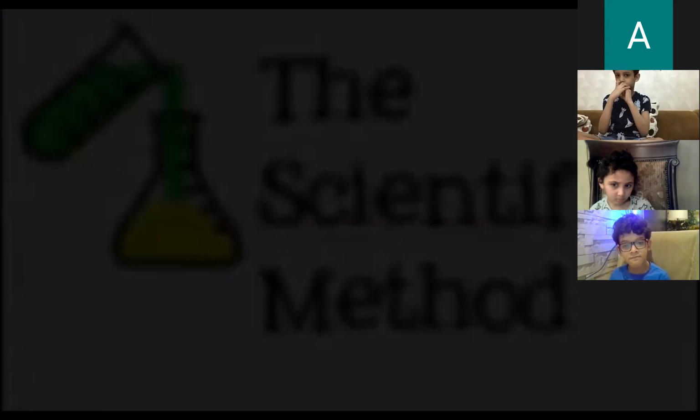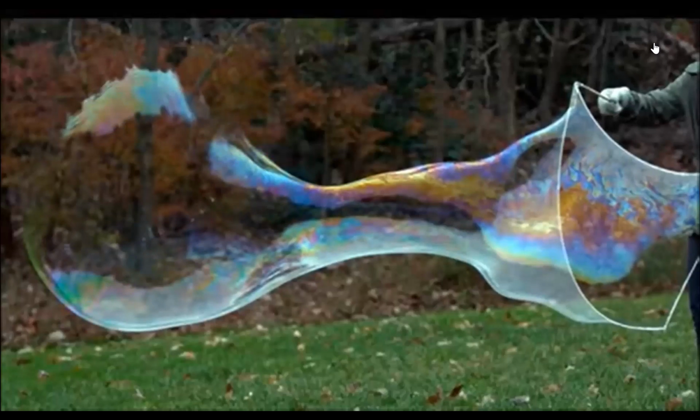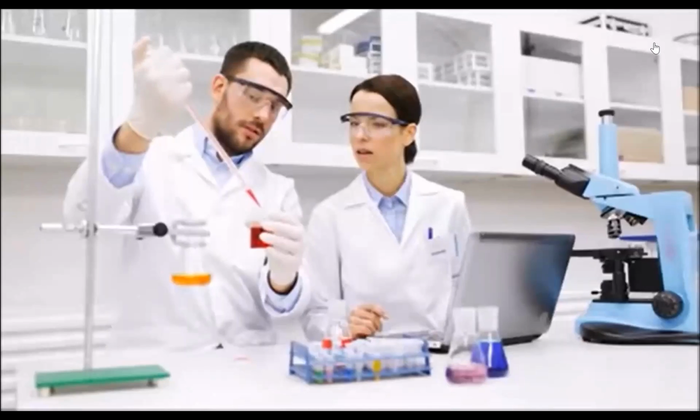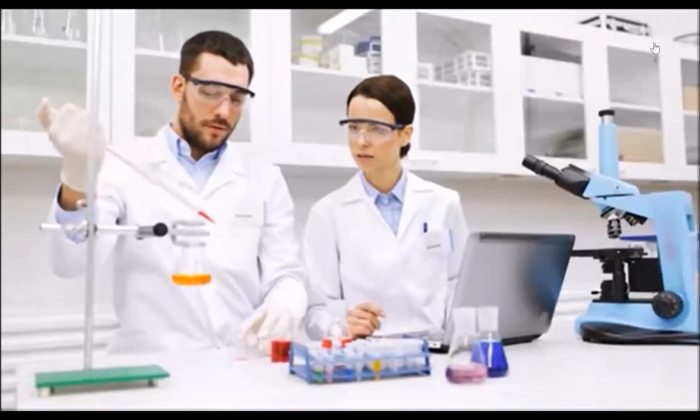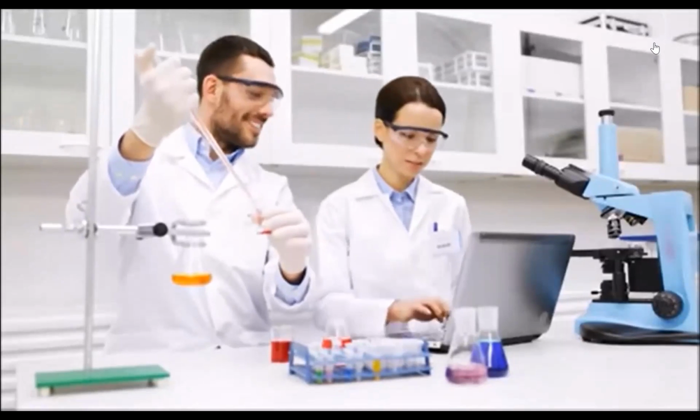Have you ever had a question about the world? Like what plants need to grow? Or how to blow bigger bubbles? There is a way to find the answer to these and other questions that is used by scientists. It is called the scientific method. If you use it, you can be a scientist too.